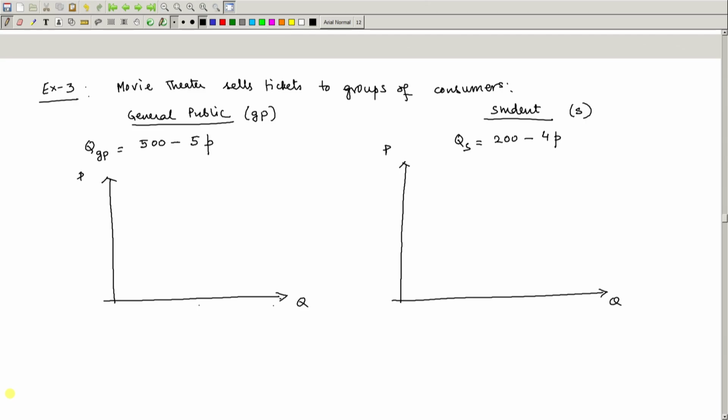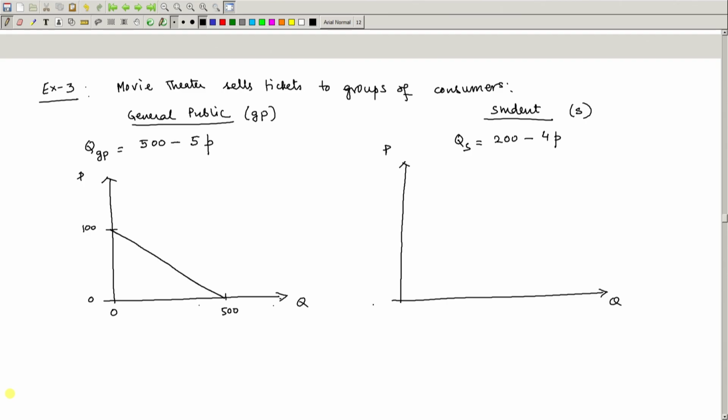Right, and here the price is going to be in rupees per ticket. So, 500 minus 5p: when p is 0, quantity demanded is 500, the number of tickets demanded is 500, and when p is 100, quantity demanded is 0. So, this is the demand curve for the general public.